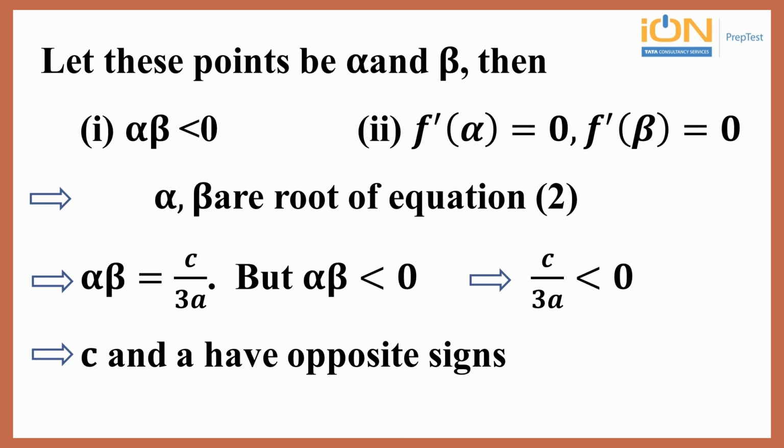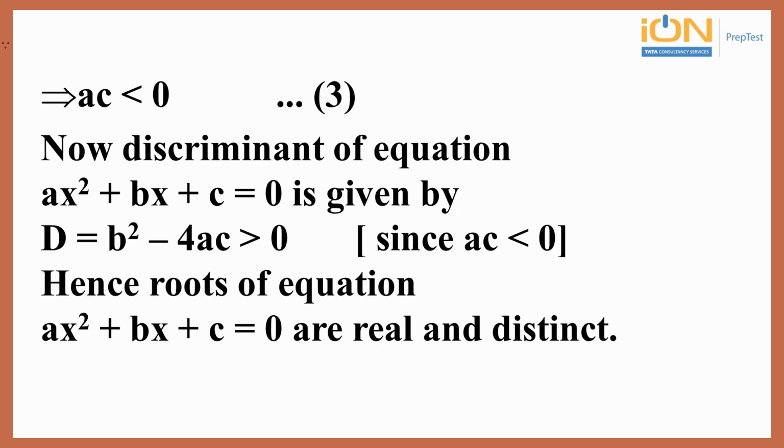And at the points of extremum, we know that either the derivative has to be 0 or the derivative does not exist. But since the function is differentiable, the derivative has to be 0. f dash of alpha has to be 0 and f dash of beta has to be 0. Therefore, alpha and beta are the roots of the equation f dash of x equal to 0, and the product of the roots has to be c by 3a, and alpha into beta has to be negative. Therefore, c by 3a must be negative. Therefore, c and a must be of opposite signs. A into c is less than 0.